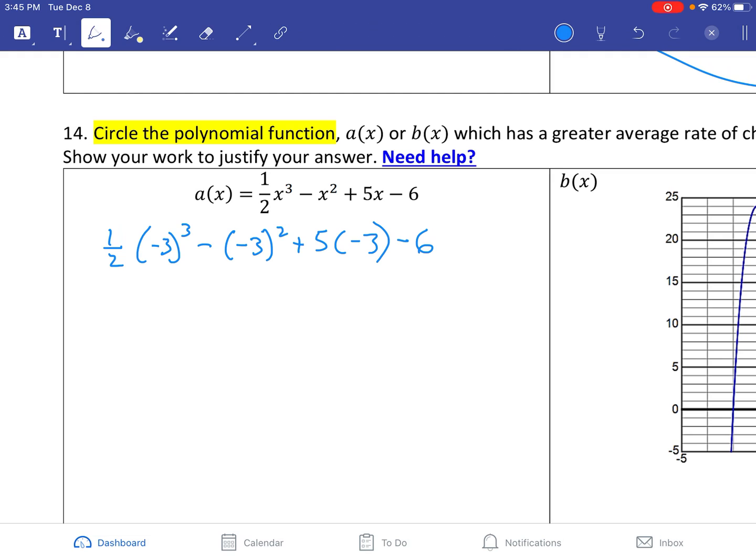So I have 1/2 times negative 3 to the third. I have minus negative 3 squared plus 5 times negative 3 minus 6. All right, so put them all in there. I'm going to get negative 43.5. Okay, so I'm going to have my first point as negative 3 comma negative 43.5.